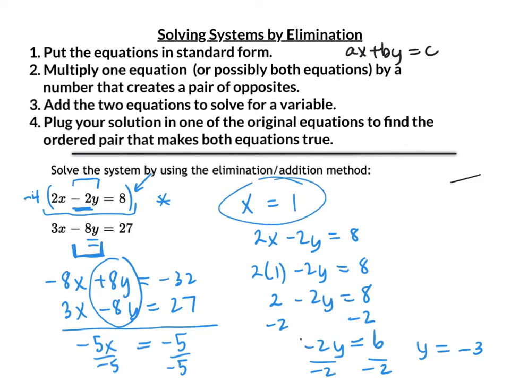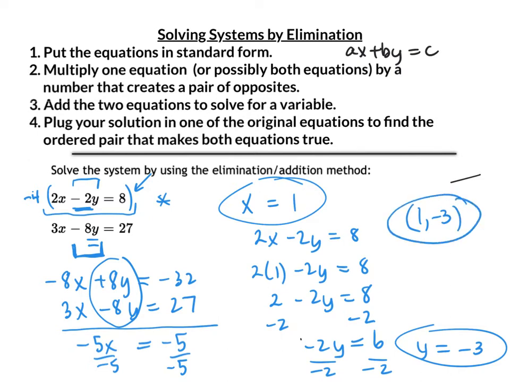So the coordinate where the two lines would have intersected if I graphed them would be the ordered pair x is 1, y is negative 3. We're going to do a bunch of examples here in just a moment. It takes practice, but you'll get the hang of it. Just watch.